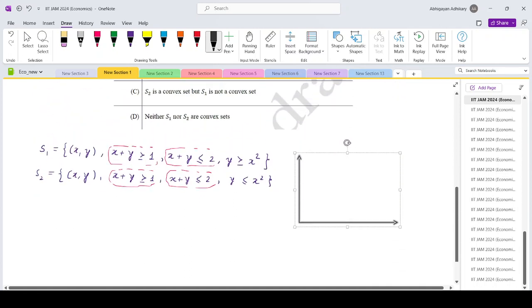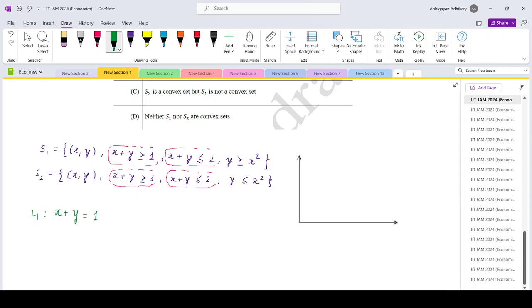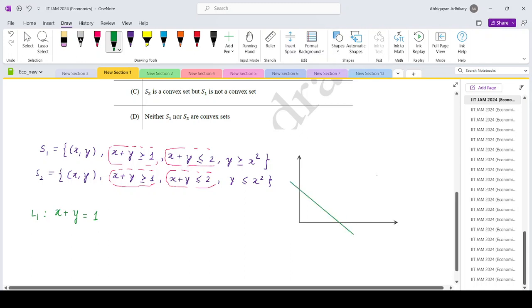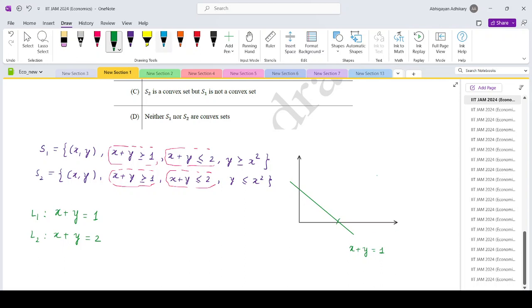First of all, we'll be plotting the first line, x plus y equals 1. That will be a negatively sloped straight line with intercept 1 each. So this is your x plus y equals 1. Coming to the second one, which is x plus y equals 2, that will be again a negatively sloped straight line with an intercept of 2.